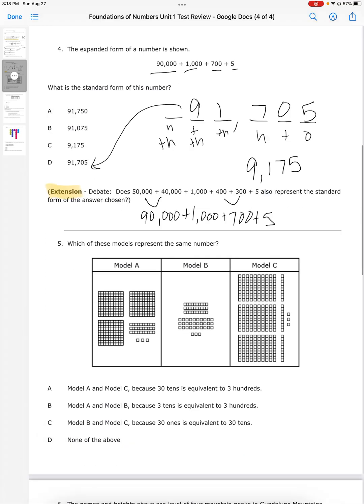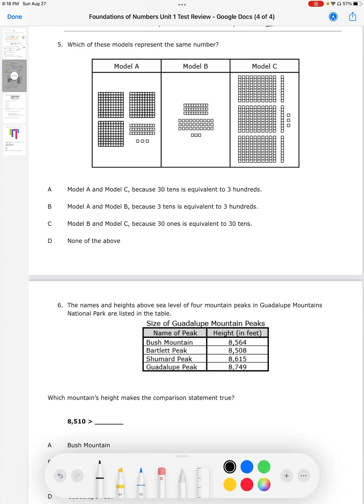All right, let's look at problem 5. This one is also one that should be a fairly simple one to get correct. The kids have worked with base 10 blocks for a very, very long time, many years, but it's one where sometimes we look at it and get overwhelmed. And so I try to have them just go section by section. It says, which of these models represent the same number?